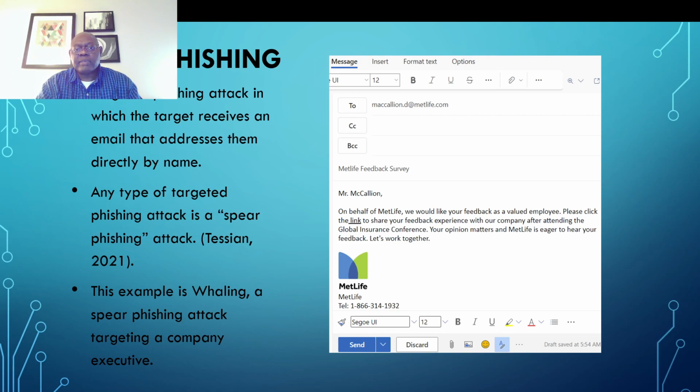So, based on the information, I was able to write this spear phishing email targeting the identified employee, Mr. McCallion.